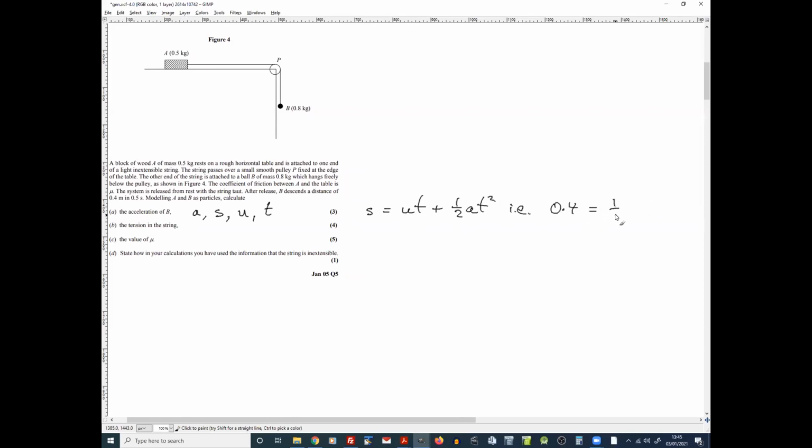0.5 even. Half a times the time of half. So 0.4 equals a quarter a. So a itself will be 4 times 0.4, won't it? Yeah. So it's just an eighth of a. Is that what you said? What? Well, do you see what I've got? I'm saying s is 0.4. Oh, yes.